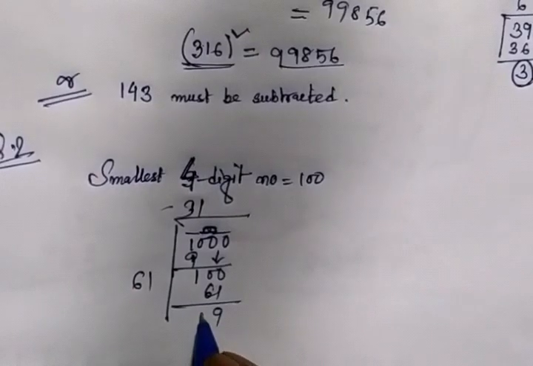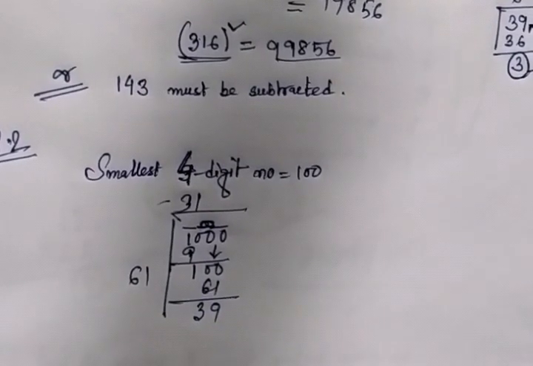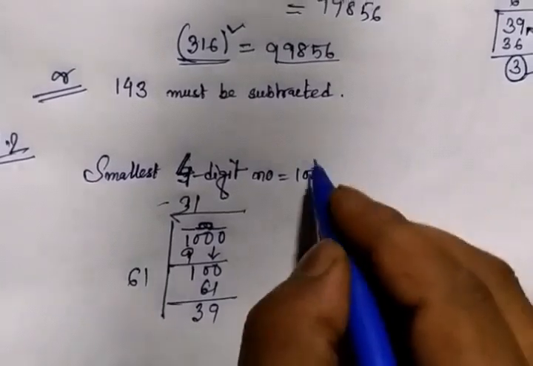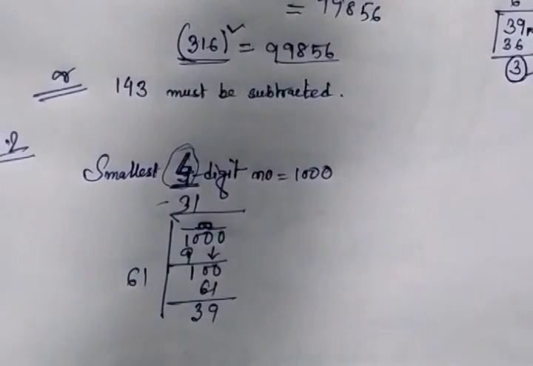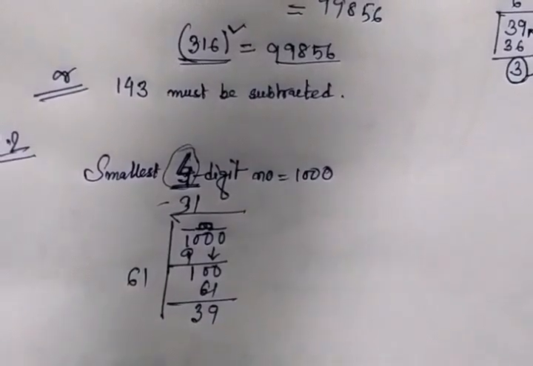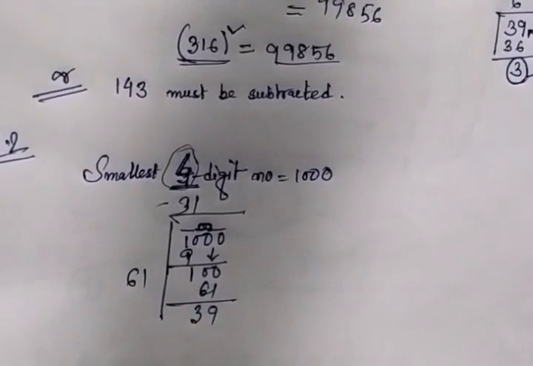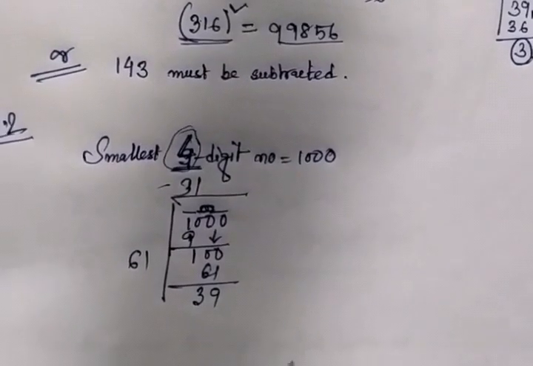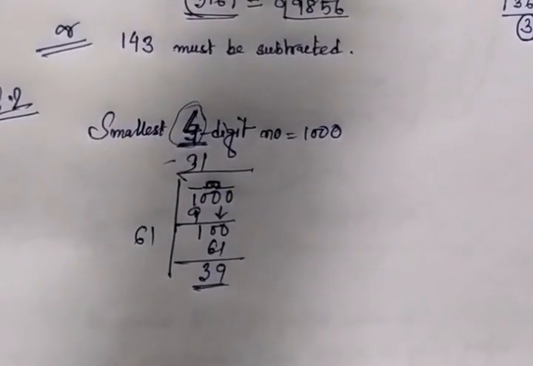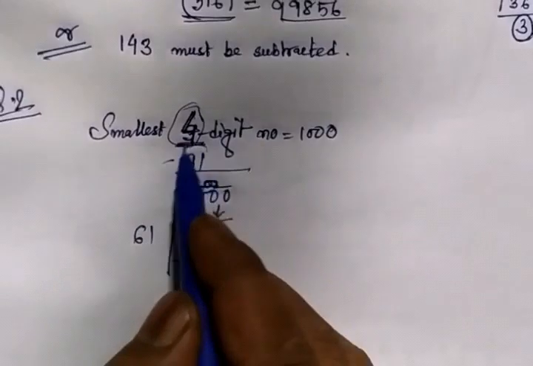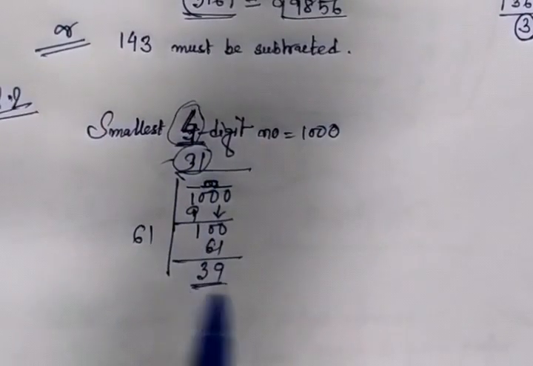9. 39. What is the question? Find the smallest 4-digit perfect square number. Okay, make it in the question also 4-digit, otherwise the smallest 3-digit number is a perfect square number. So 31.